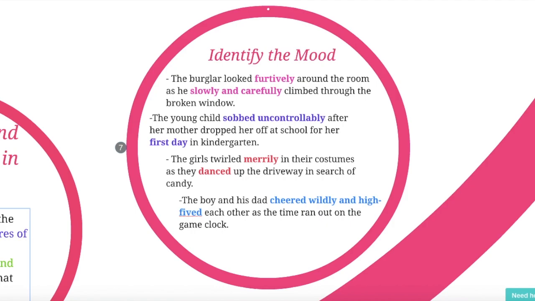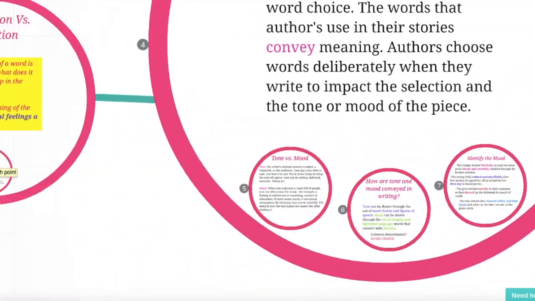The girls twirled merrily in their costumes as they danced up the driveway in search of candy. Merrily, danced, both happy words. They convey a mood of happiness and joy. The boy and his dad cheered wildly and high-fived each other as the time ran out on the game clock. Obviously, extreme excitement, right? They've clearly watched a team that they like and love win something very exciting.